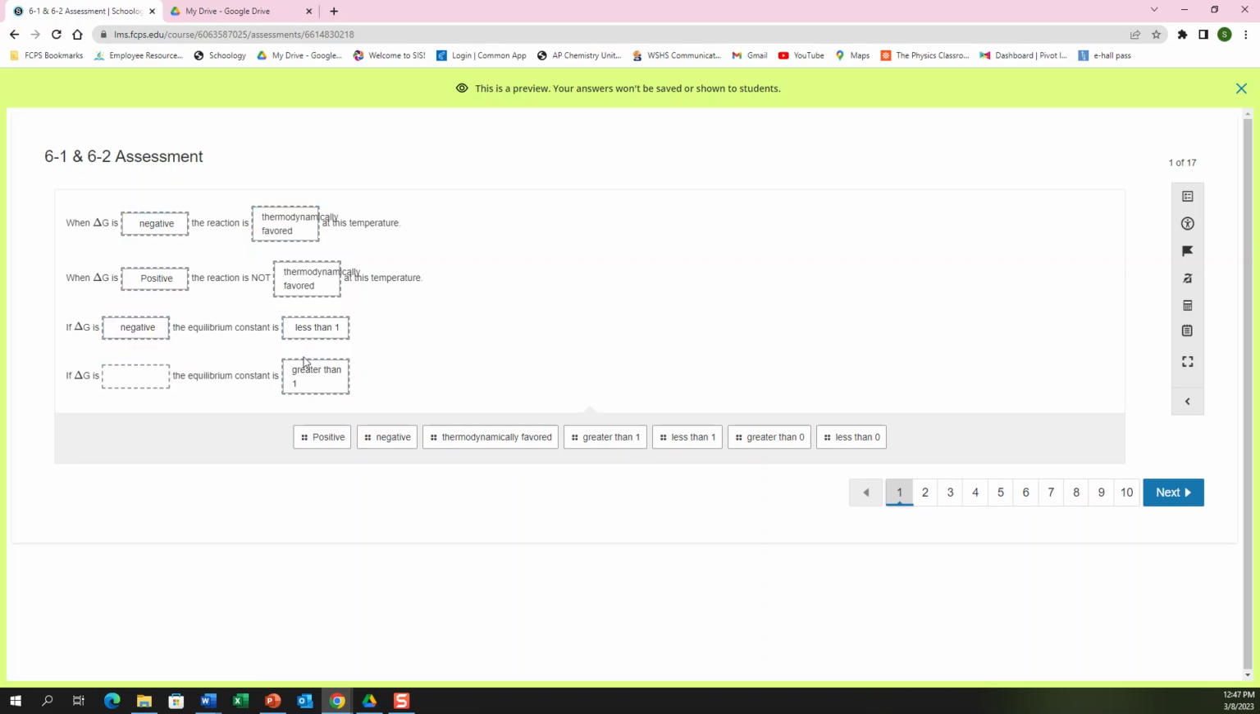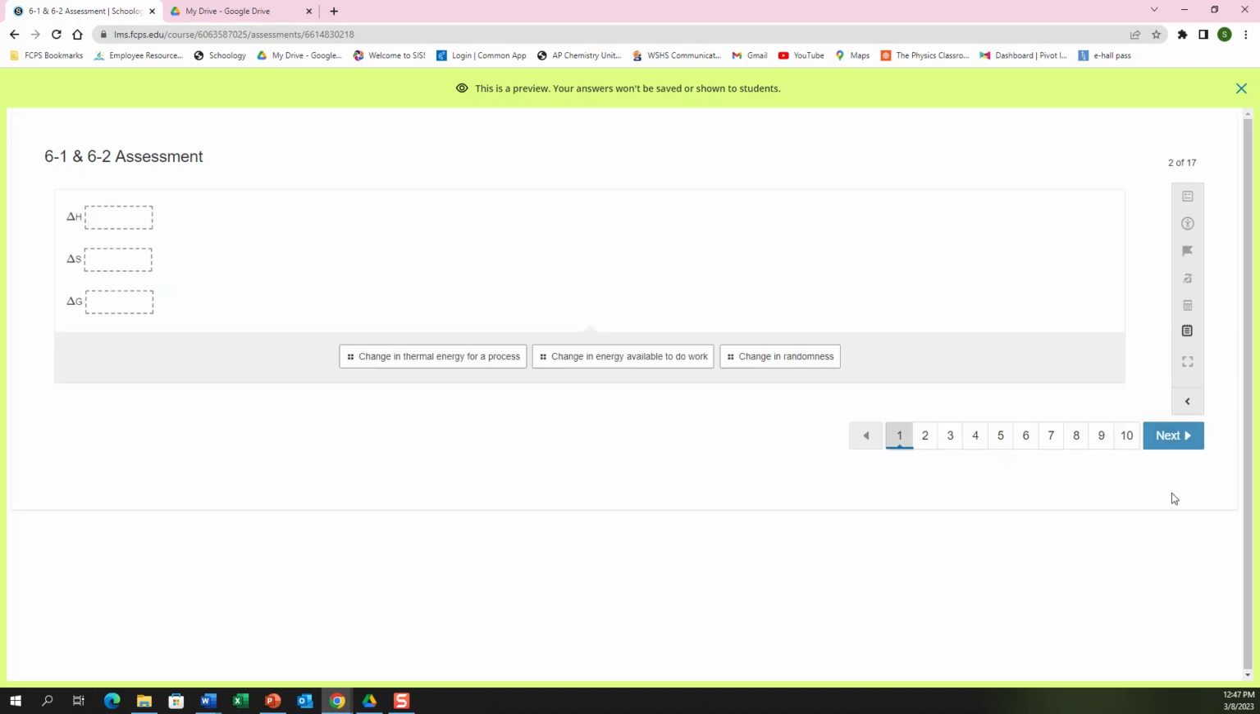I could go here, but then I would have to go there. If delta G is negative, the equilibrium constant is greater than 1. If delta G is positive, the equilibrium constant is less than 1. Okay? And again, that means the same thing. Delta G being negative means the reaction is thermodynamically favored, and you also know that the equilibrium constant is greater than 1. Now we're just making the connection between delta G and the equilibrium constant.